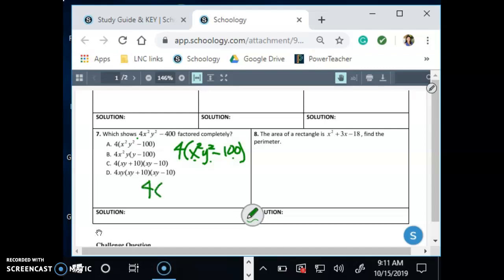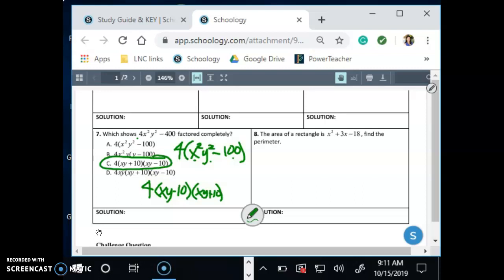So remember to always rewrite the factor that you factored out. And now we're going to do the square root of the first plus and the square root of the other minus. So x squared y squared is just xy, and then the square root of 100 is 10. So 4 times xy minus 10, xy plus 10 should be your answer. So looking up at your answer choices, it looks like the right answer is C.